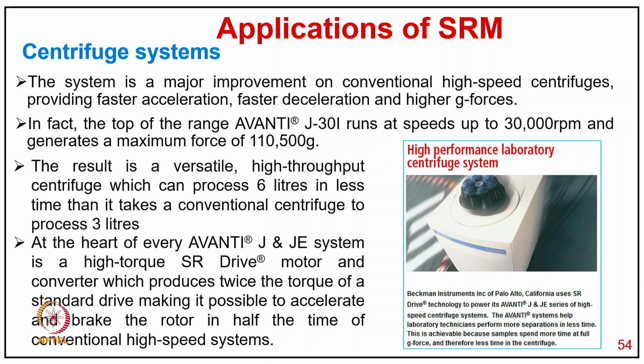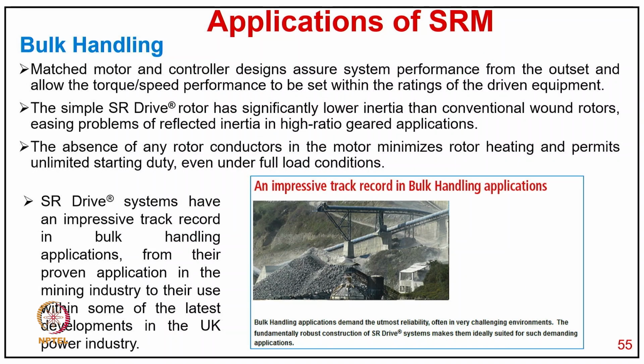At the heart of every Avanti J and JE system is a high torque SR drive motor and converter which produces twice the torque of a standard drive, making it possible to accelerate and brake the rotor in half the time of conventional high speed systems.